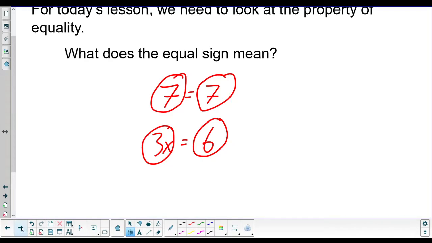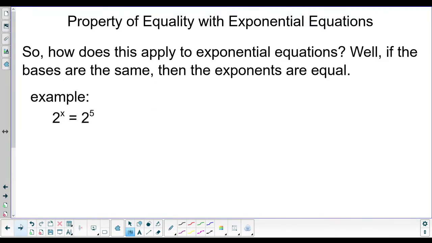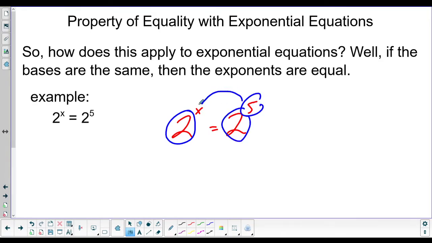So let's look at the property of equality for exponential equations. If I say 2 to the power of x equals 2 to the power of 5, this equal sign means that they are the same. So if they have the same base, and this 2 is to the 5th power, that tells me that this 2 must also be to the 5th power. I'm allowed to say x equals 5.